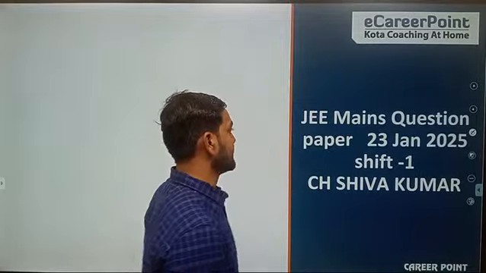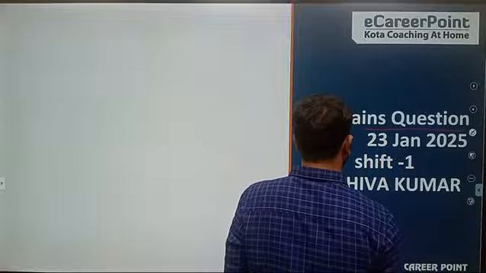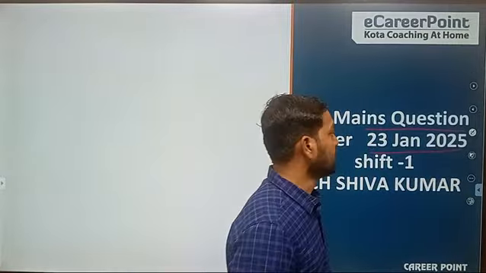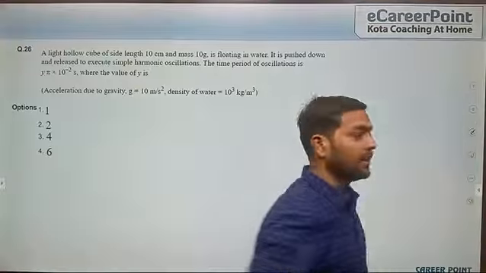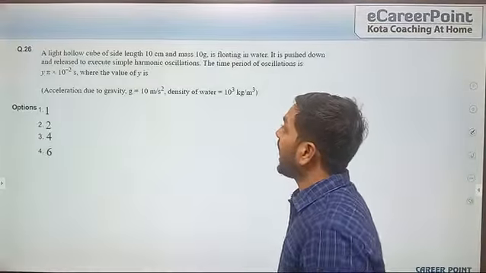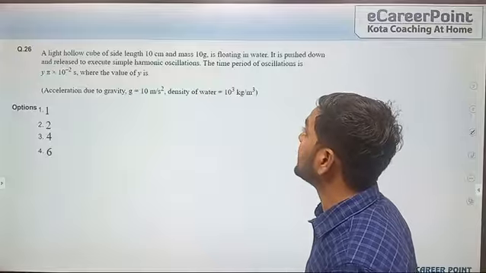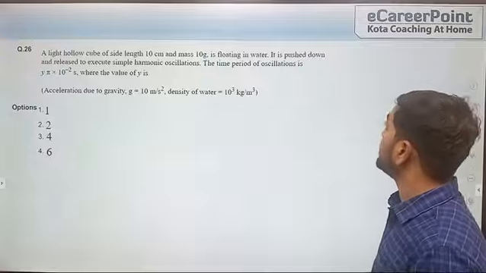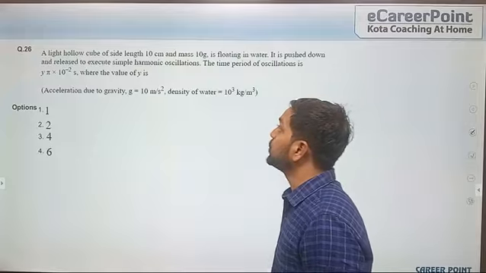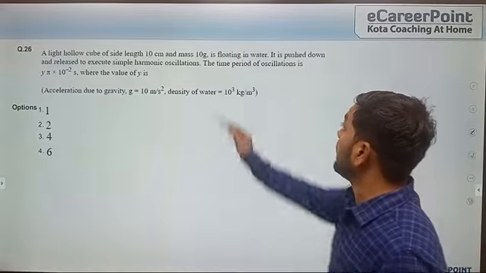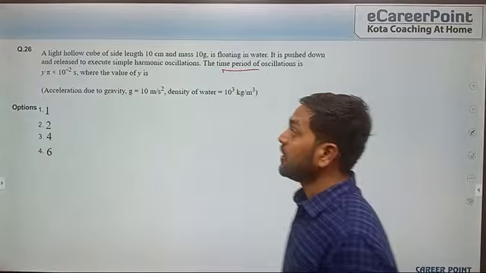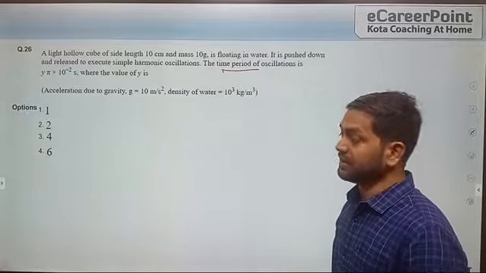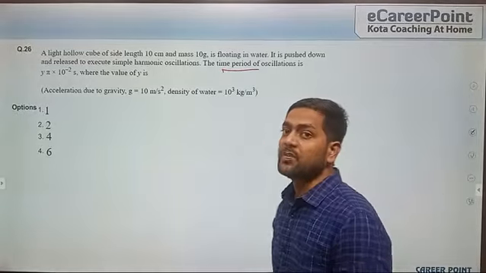Today we are going to discuss the JEE Mains question paper, 23rd January 2025, shift 1. Here we have the first question: a light hollow cube of side length 10 centimeters and mass 10 grams is floating in water. It is pushed down and released to execute simple harmonic oscillation. Then the time period of the oscillation is y pi into 10 to the power minus 2 seconds, where the value of y is. So we need to find out the time period.